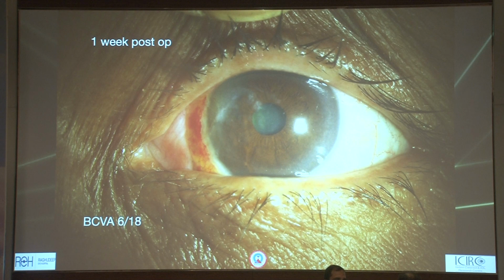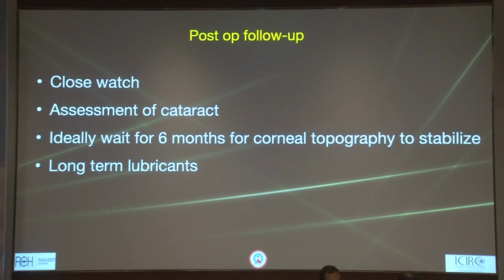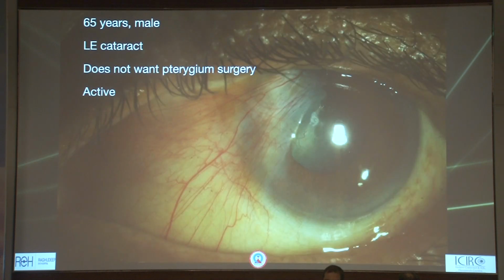We could wait for 6 months for the cataract surgery for this patient because the corneal topography was very irregular immediately after the surgery. But after the surgery, it became quite regular. And we operated her. From CF 1 meter, she improved to 6/18. So she could pull on till we did her cataract surgery. Kept a close watch on the follow-up and kept assessing the cataract, and long-term gave lubricants.